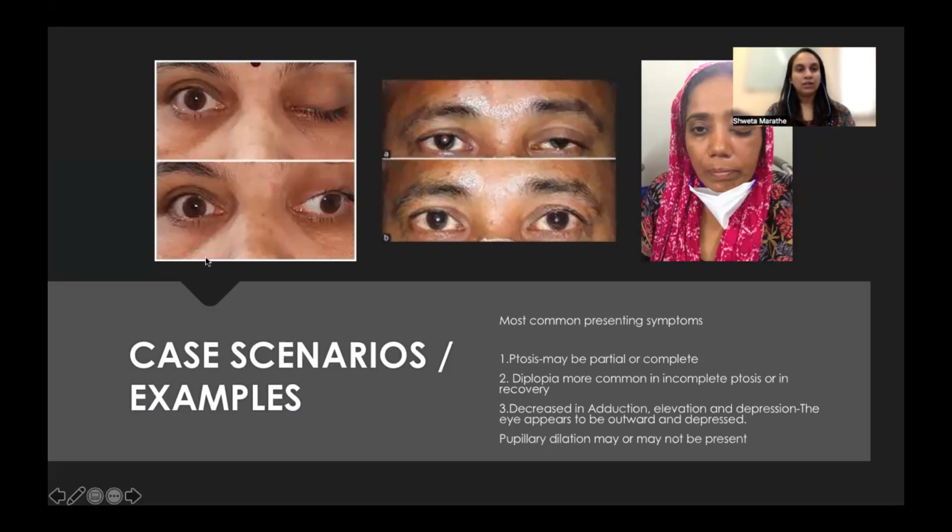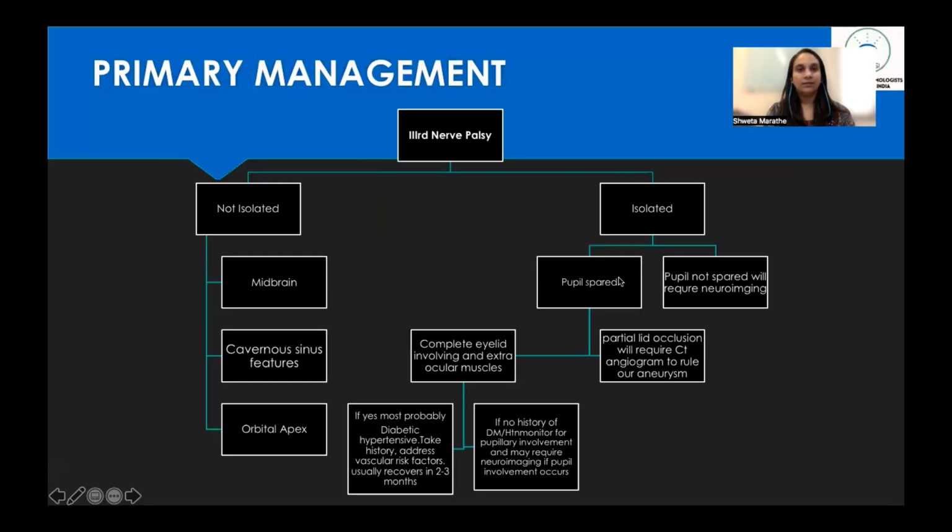So, in the first case on the left upper side, you can see it is due to a diabetic third nerve palsy with a complete ptosis and the eye is outward and depressed. The second one is due to myasthenia gravis. You can see ptosis and there is a slight bit of an exo in the patient. The third patient is due to a cavernous sinus thrombosis.